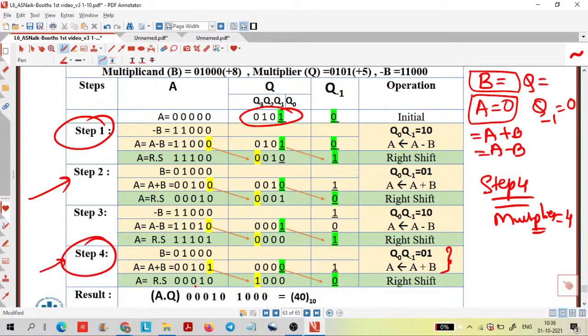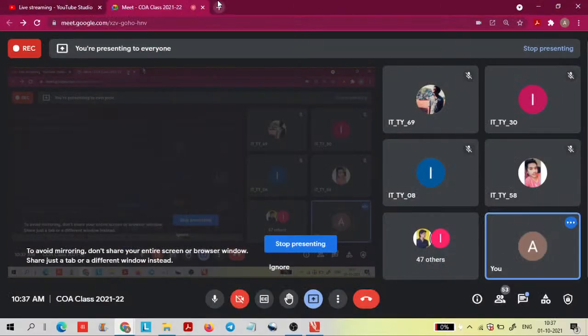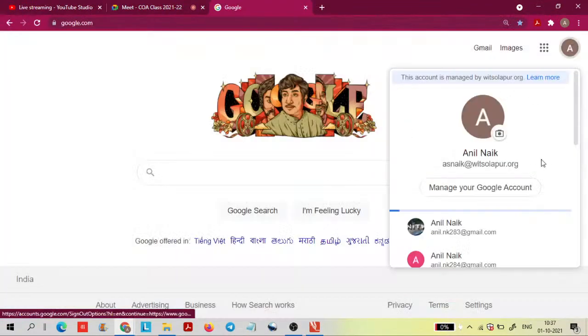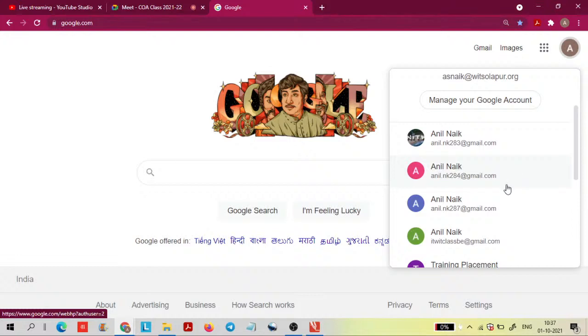देन कंटेंट ऑफ A एंड कंटेंट ऑफ Q में आपका रिजल्ट रहेगा, यू विल गेट योर फाइनल रिजल्ट, आपका जो फाइनल रिजल्ट मिलेगा यहाँ. Okay, you will get your final result from the A and Q. Okay, so what you do from, I think I have submitted one PYB.